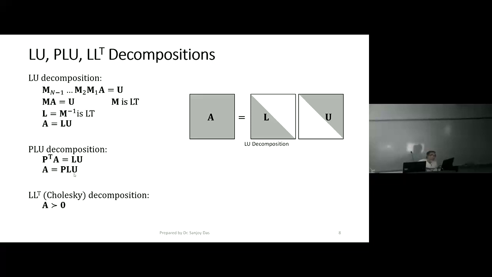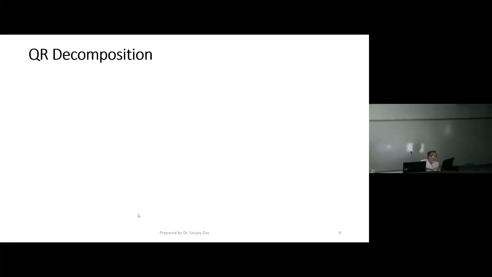Cholesky decomposition can be applied only when A is positive definite, in which case this is the decomposition: A equals LL transpose or A equals U transpose U. L is a lower triangular matrix and U is an upper triangular matrix, like this and this.